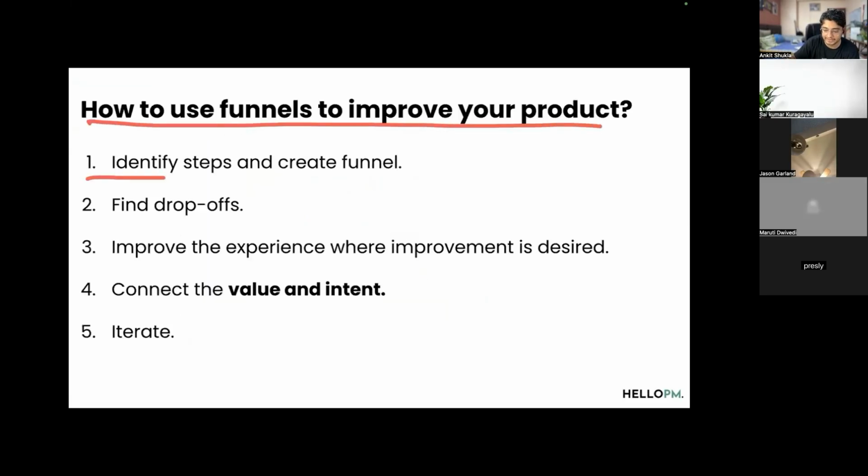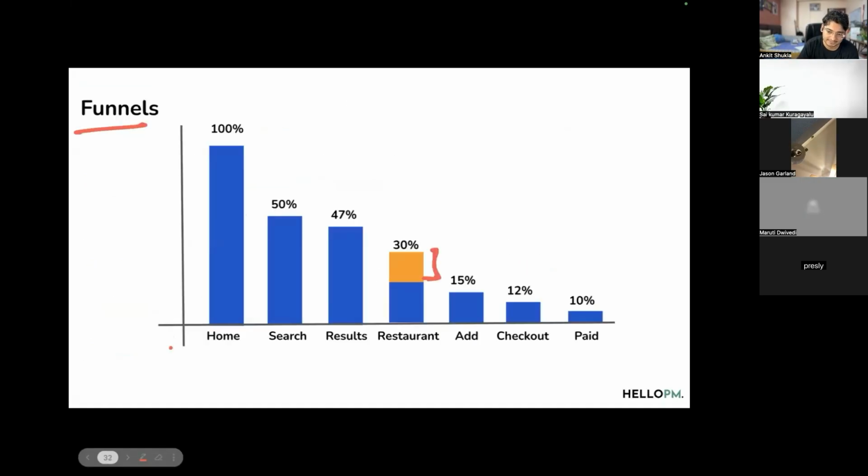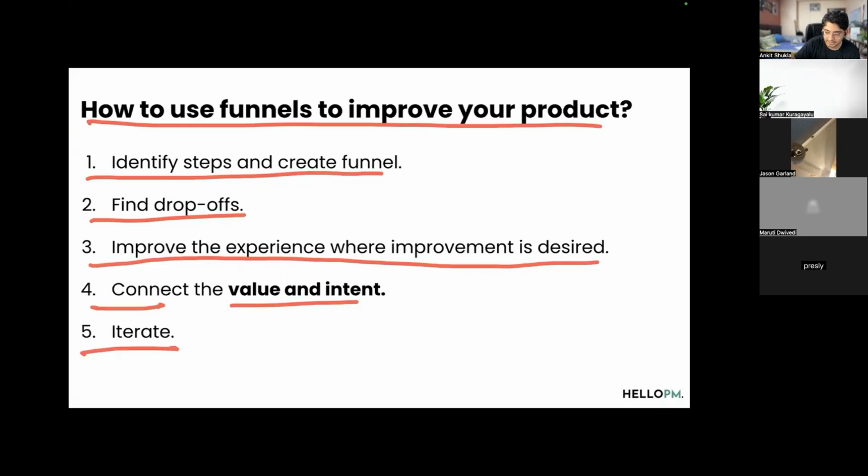Number one, identify the steps and create the funnel. Find the drop-offs. Improve the experience where improvement is desired. Connect the value and intent. Value and intent is what the user wants and what the flow, what the product, gives them. Okay, and then iterate. You have to do a lot of experimentation in order to get these kinds of results. Right? Everyone, on a scale of 1 to 5, are you able to understand the case plus the understanding of funnel?